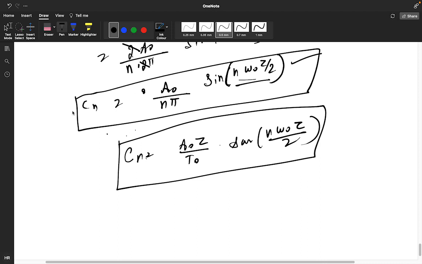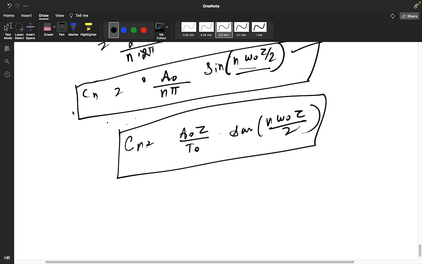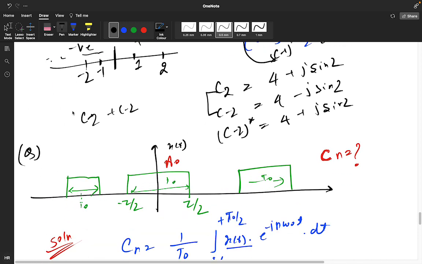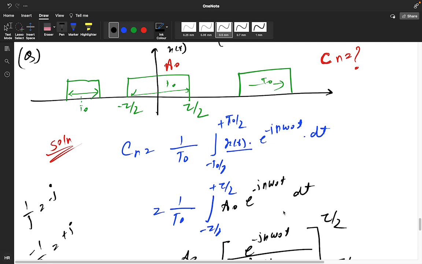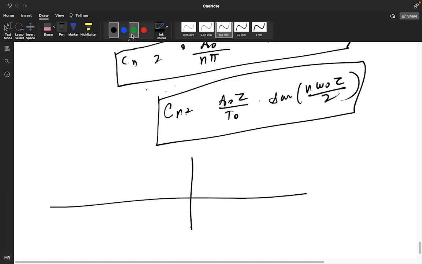Okay, so this function is, the question was find the value of Cn, and we got the value of Cn. Okay, we got the value of Cn. And since this is a sampling function, your graph will look like this.